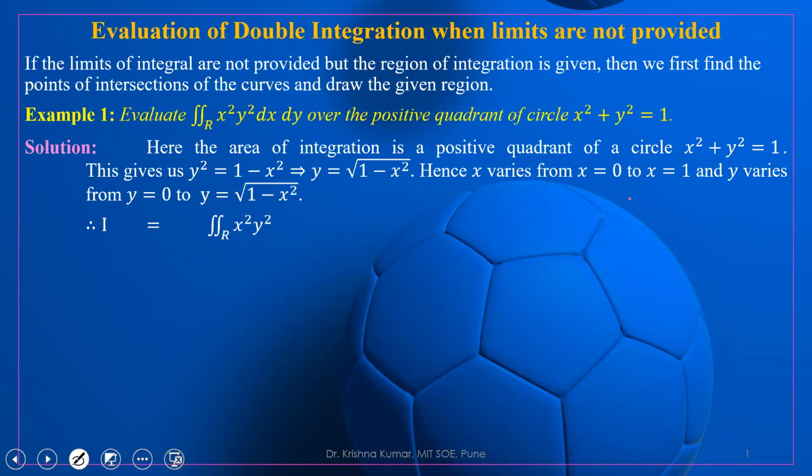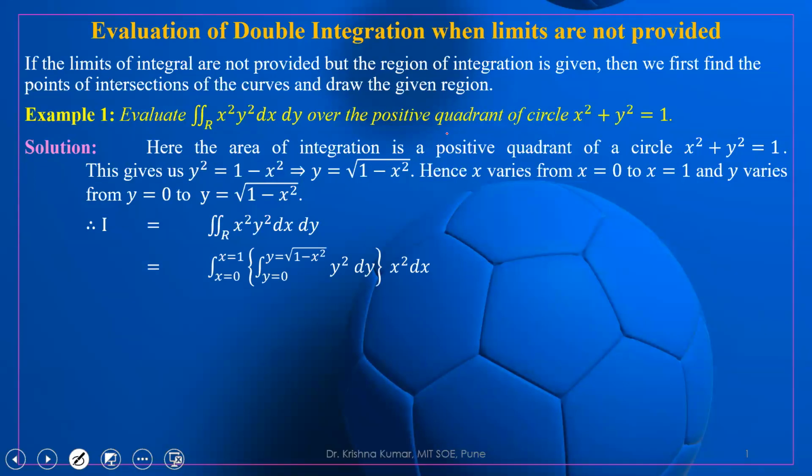So what is the value of I? I is equal to the double integration of x square y square with respect to x and y under the region R. So here we can write x is equal to 0 to x equal to 1 and y equal to 0 to y is equal to root 1 minus x square.